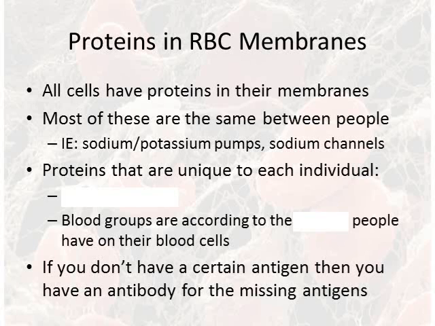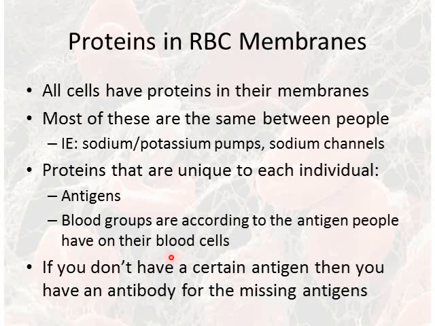to understand blood typing is the fact that all cells have proteins in their cell membranes. Okay, and most of these proteins are going to be the same between people. For example, sodium potassium pumps, sodium channels, all these different kinds of proteins we have in our cells are all going to be similar. But then we have proteins that are unique to each individual person, and those proteins are called antigens. Okay, and blood groups are according to the antigens that people have on their red blood cells.